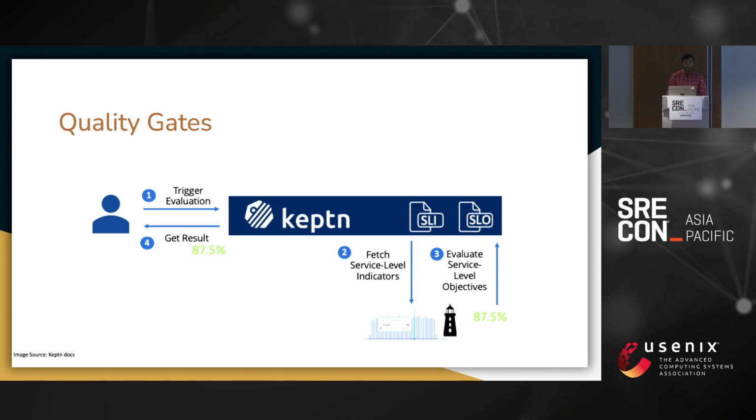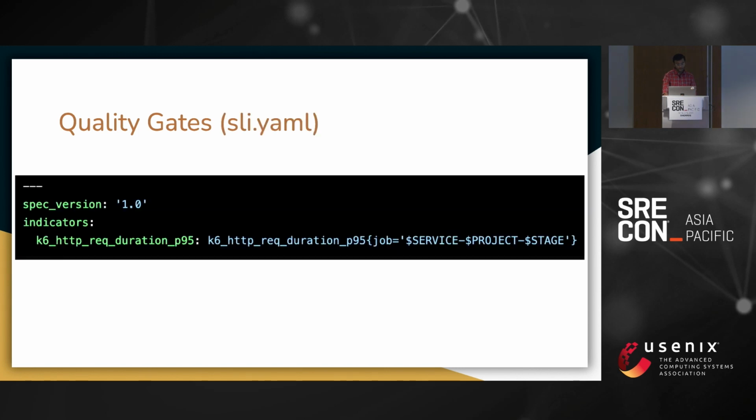First, the trigger evaluation is called by Keptn, and internally there are two events inside this evaluation task. First, we fetch the SLIs. So let's say from Prometheus we want to fetch some metrics, and based on top of that, the SLOs that we have defined, we will evaluate them and get a score corresponding to that. So this is how an SLI config looks like for quality gates. It's just a Prometheus query.